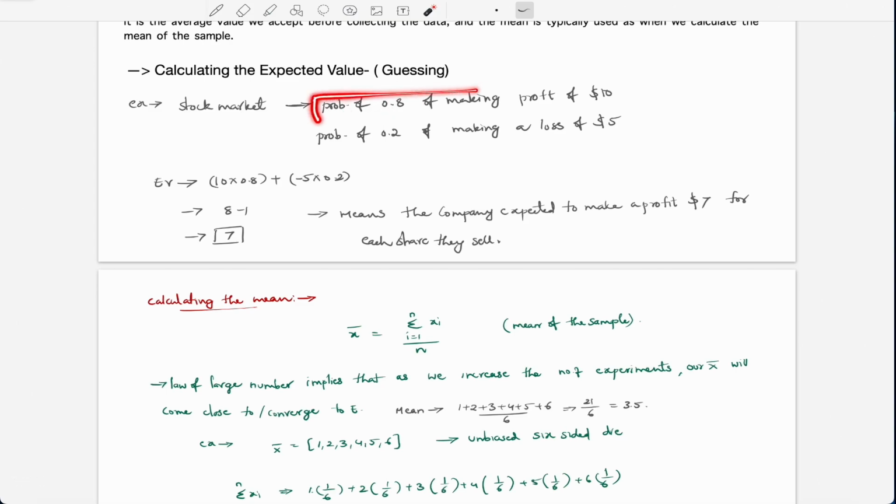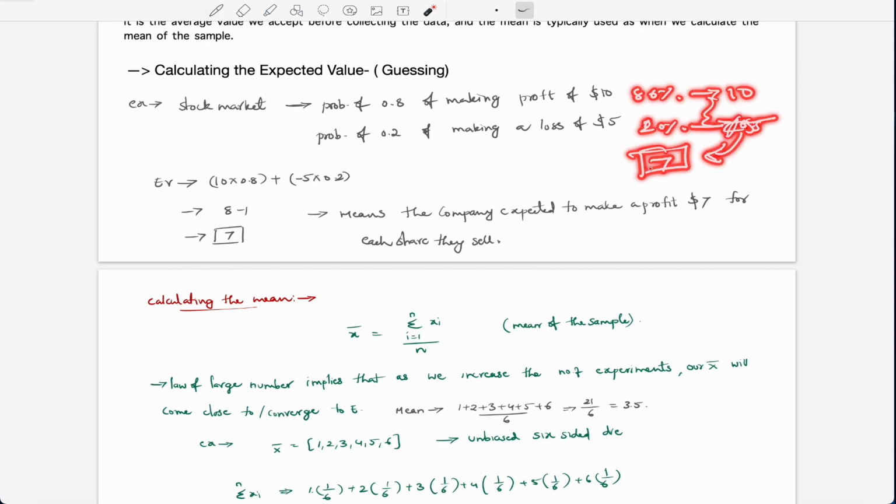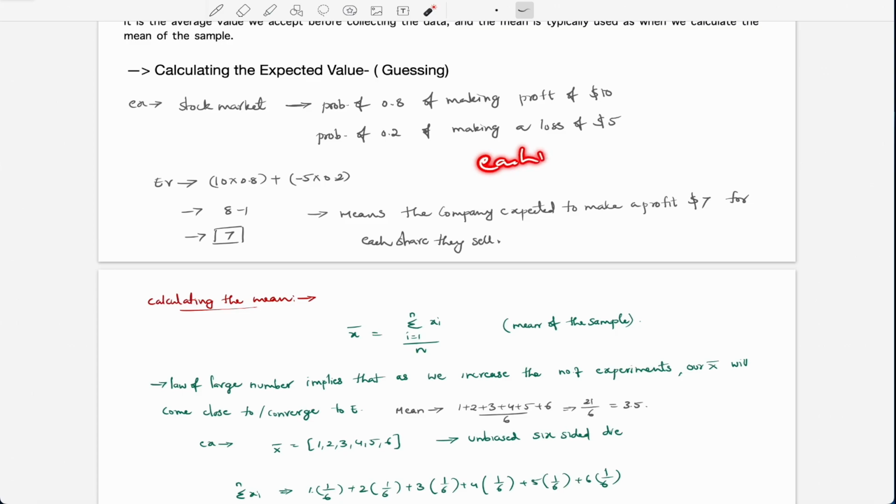Okay, so the probability of 80% of making a profit, which is $10, and 20% of losing, which is $5. So we are going to expect some kind of value from these two, and that value is $7, meaning the company can expect to make a profit of $7 for each share they sell. I hope you understand this example.